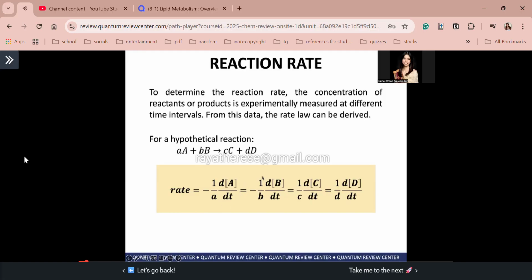So what does this mean? So the negative sign for A and B, okay, it shows that the amounts of capital A and capital B, they are decreasing. Again, the amounts of A and B, they are decreasing, meaning the reactants are being used up in the reaction. Okay? And here, the dA over dt and the dB over dt shows how fast the concentration of A and the concentration of B changes with time.